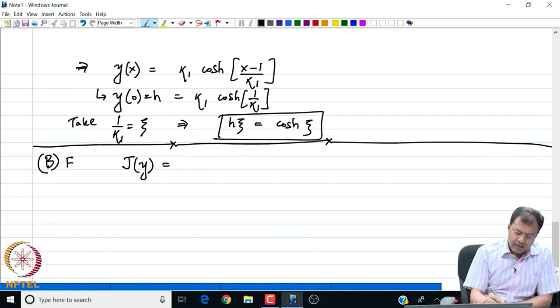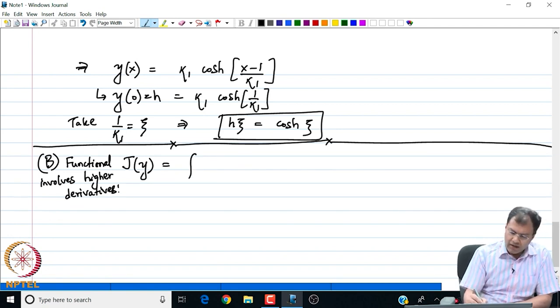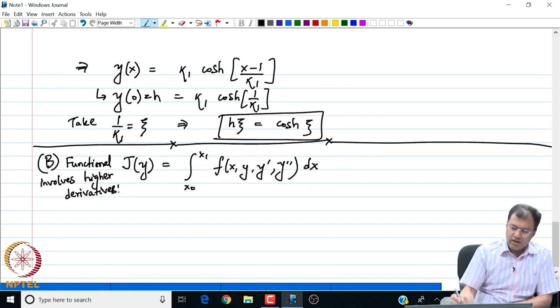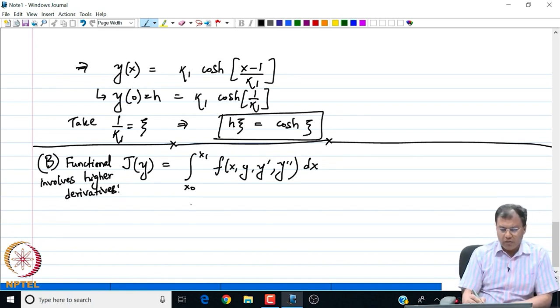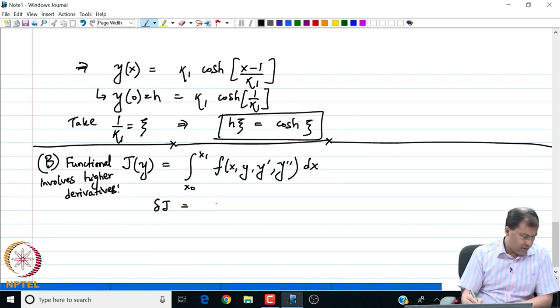So we have a functional that involves higher derivatives. So J of y is the integral from x0 to x1 of f of x comma y, y prime, y double prime, times dx, right, let us say up to second derivative. Then again we set up the variation, set it equal to 0 and do integration by parts, and we are going to come to a stage where we have the following expression.